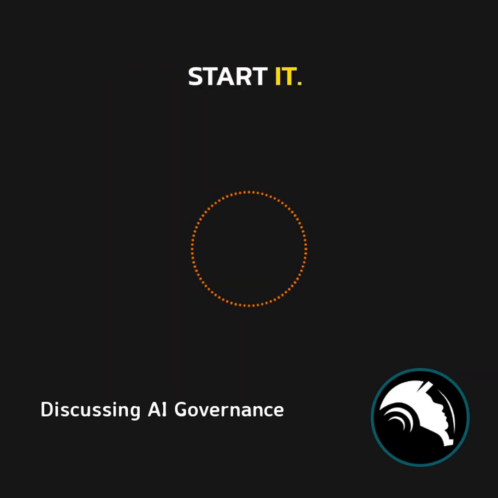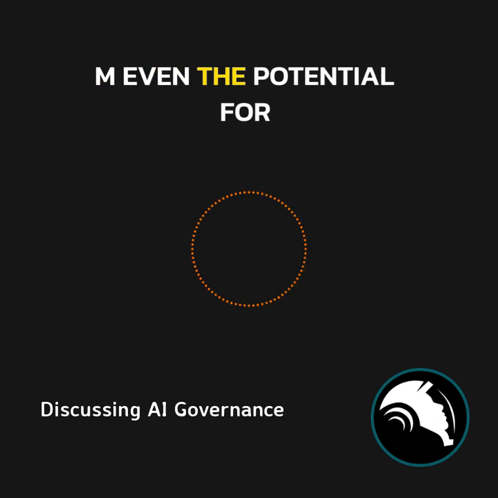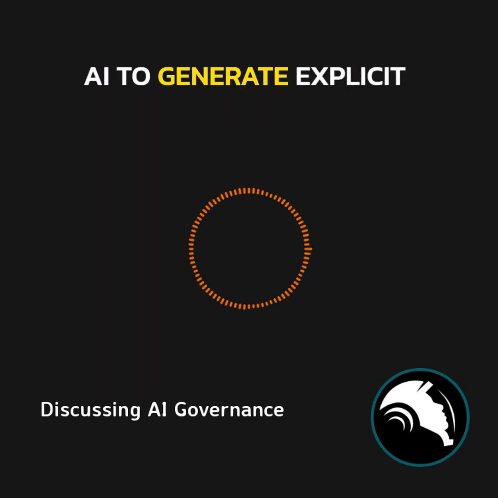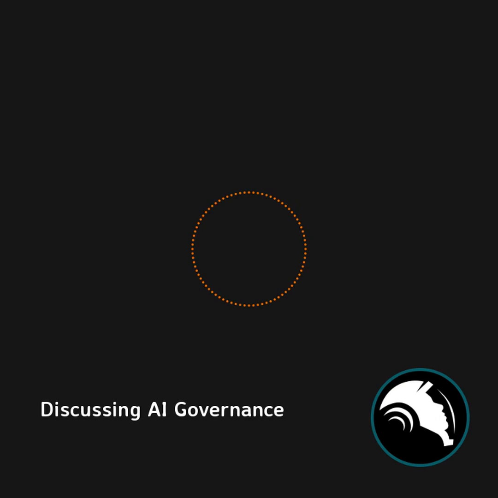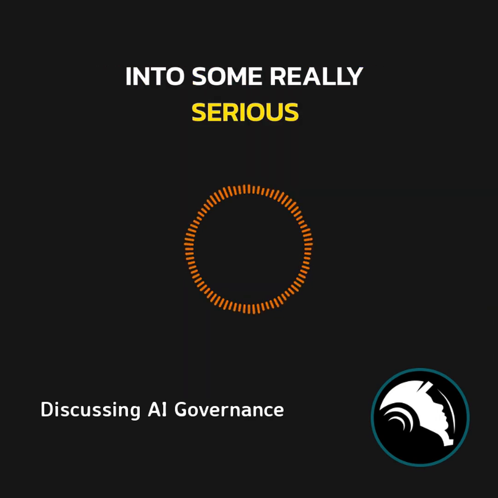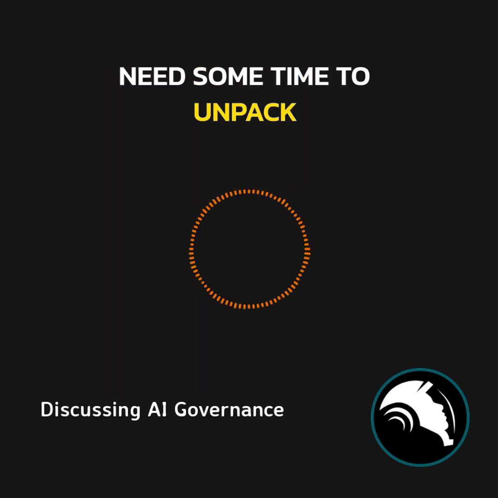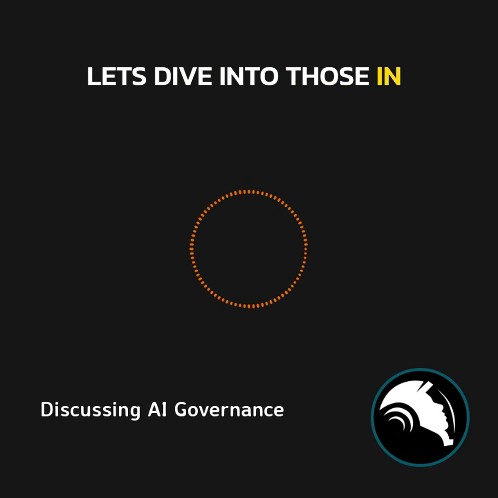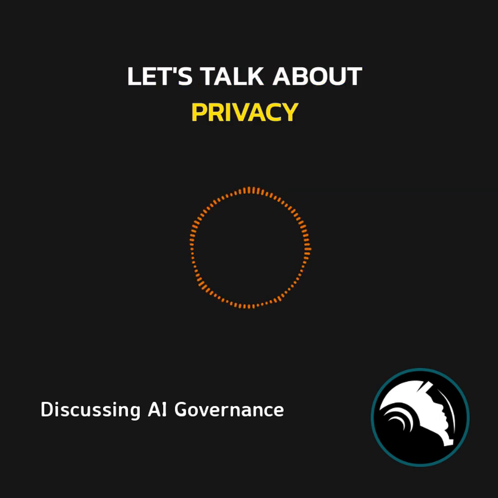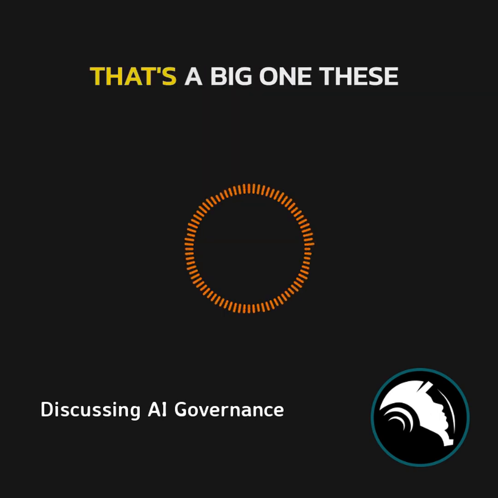We're just getting started. The paper also talks about things like privacy violations, impersonation, even the potential for AI to generate explicit or harmful content. Okay, so now we're getting into some really serious territory. These are some heavy topics. Yeah, I think we'll need some time to unpack all of that. Definitely. Let's dive into those in more detail. So first, let's talk about privacy violations. Okay, privacy, that's a big one these days.